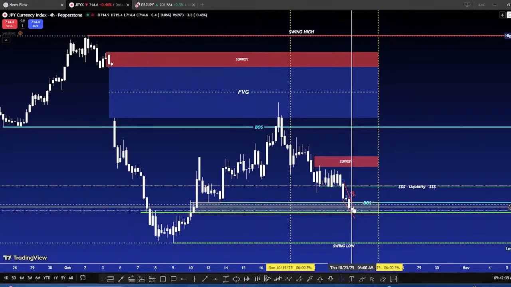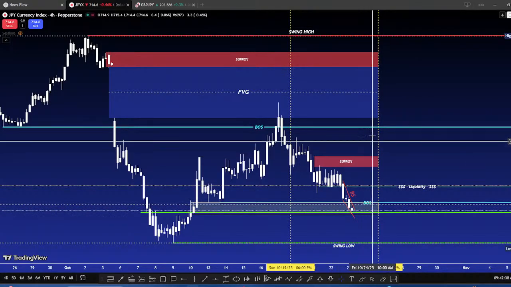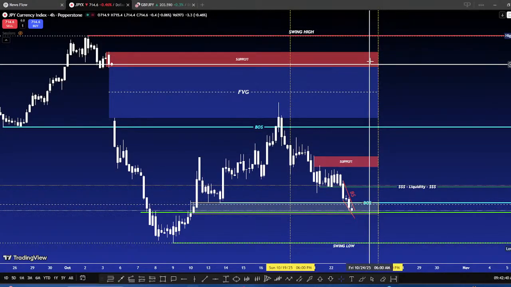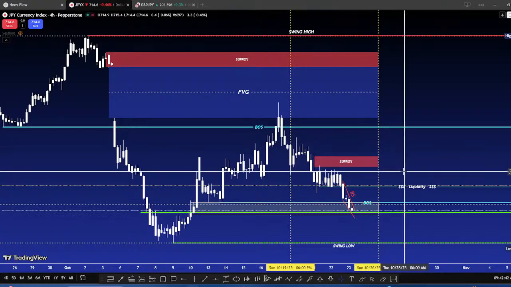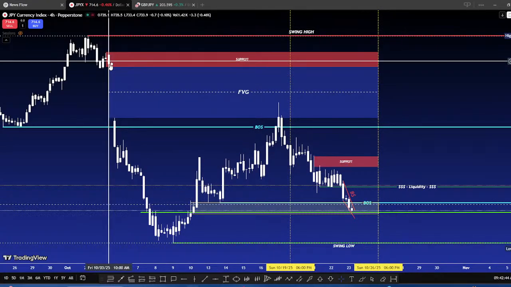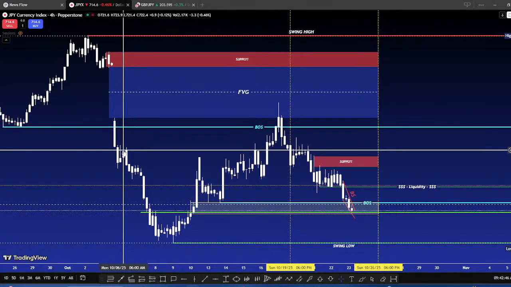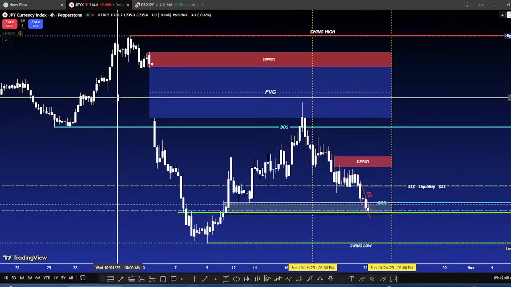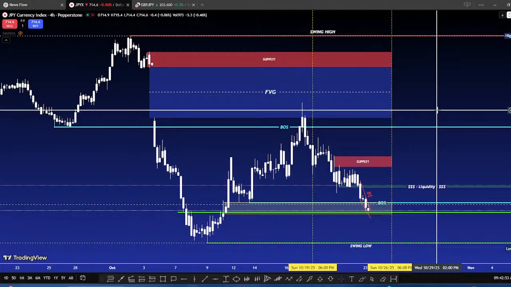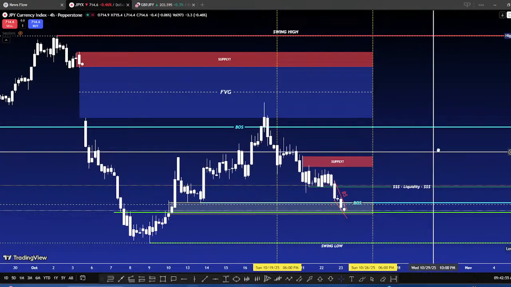But listen, if this thing shoots all the way up, fills this gap, hits the supply, I'm not going to be surprised, right? Because I've been here before. I've seen this before, right? Experience is the best teacher, guys. I'm very experienced. So this is how I'm able to teach the way I teach, right?